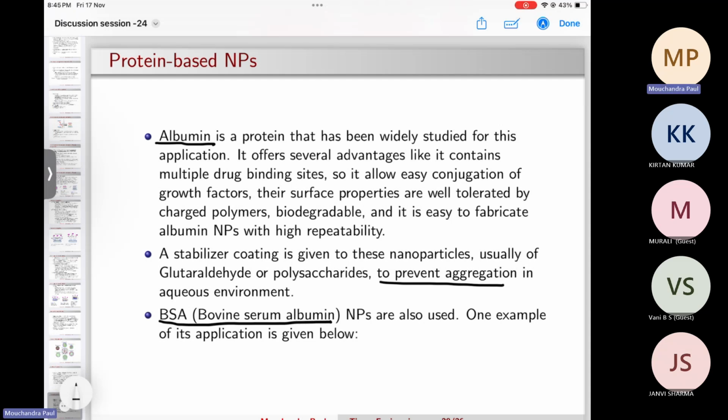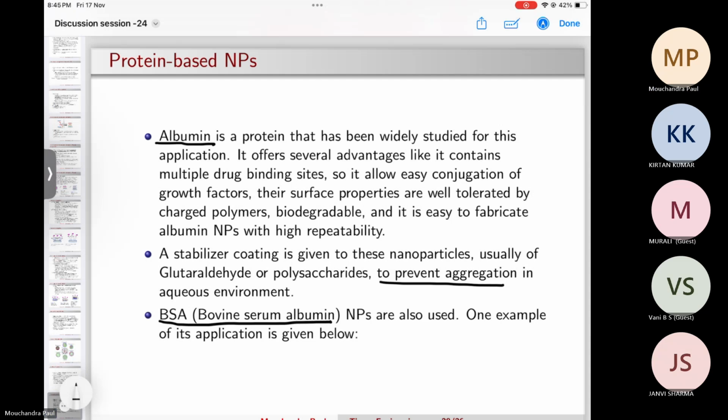So why can aggregation happen? Can anyone think over it? We have actually discussed in the biomaterial part about hydrophobic surfaces, hydrophilic surfaces, and then protein adsorption, right? So maybe from that you can think over why protein-based nanoparticles can aggregate. If maybe not now, maybe you can answer in a later class.